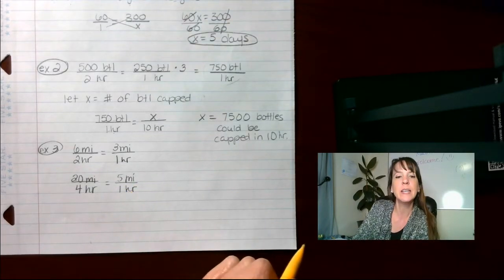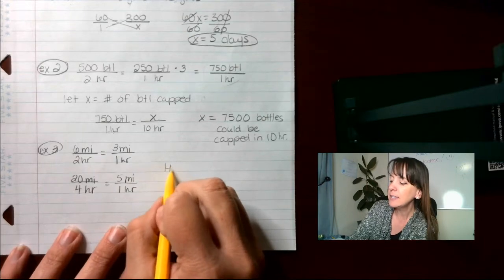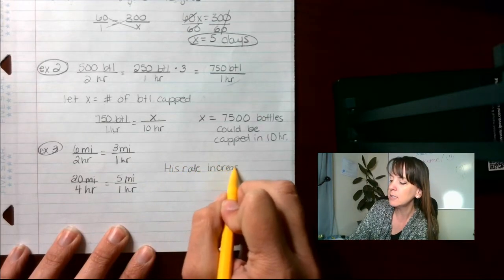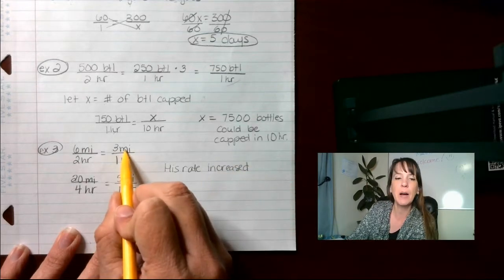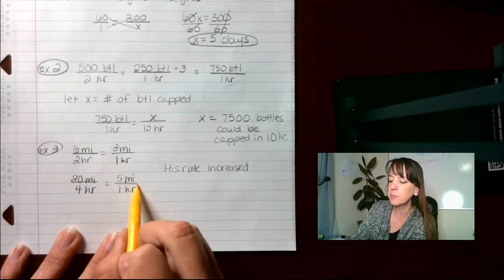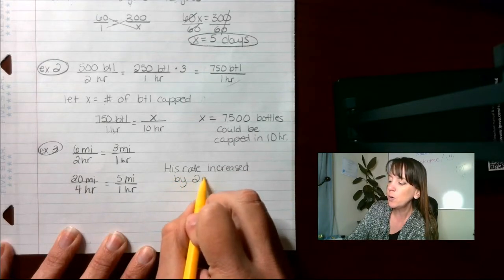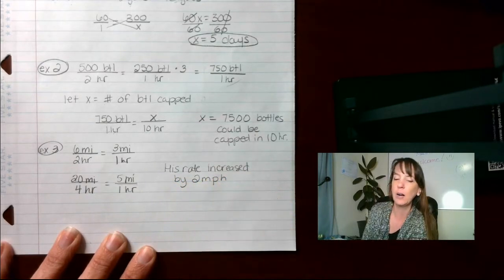By how much did his rate increase? His rate increased. It went from 3 miles per hour to 5 miles per hour. So his rate increased by 2 miles per hour.